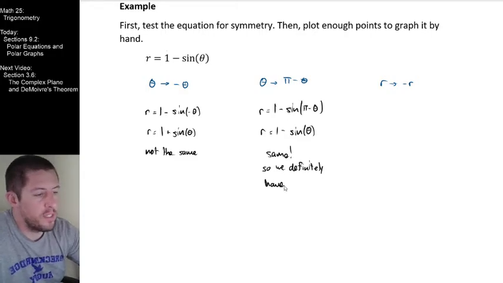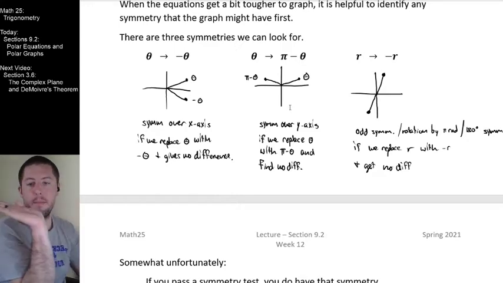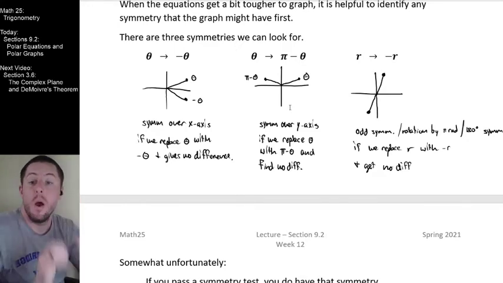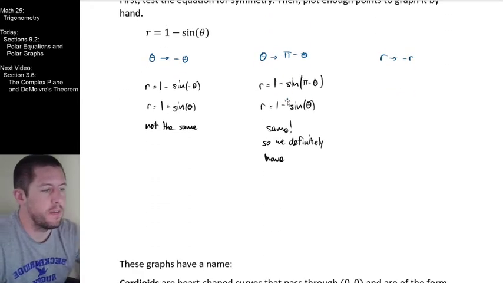Now, which symmetry was it that we just decided that we have? Well, the reason I can remember it is because theta and pi minus theta are always reflections over the y-axis. So we're symmetric over the y-axis. So we have left-right symmetry.